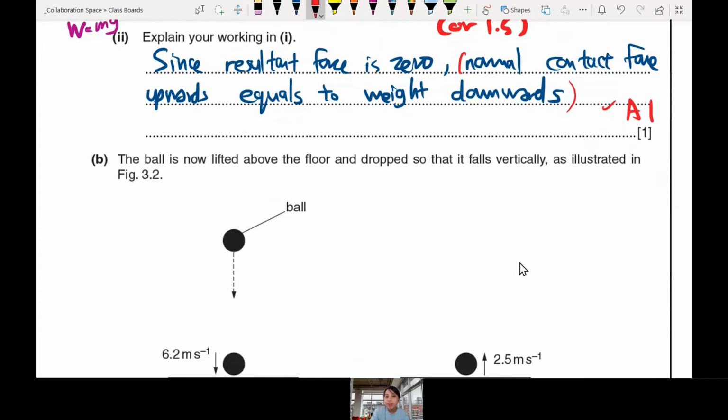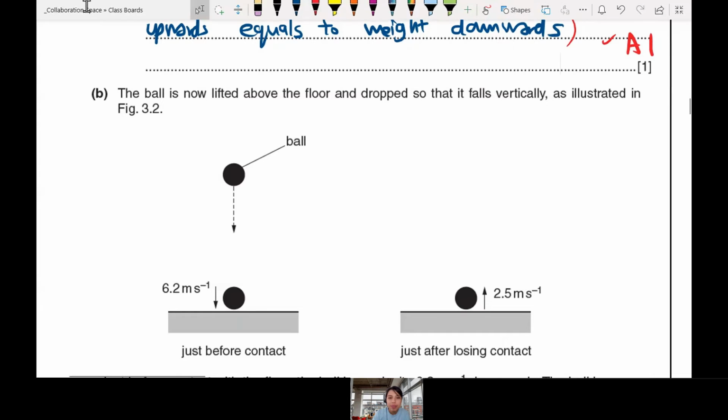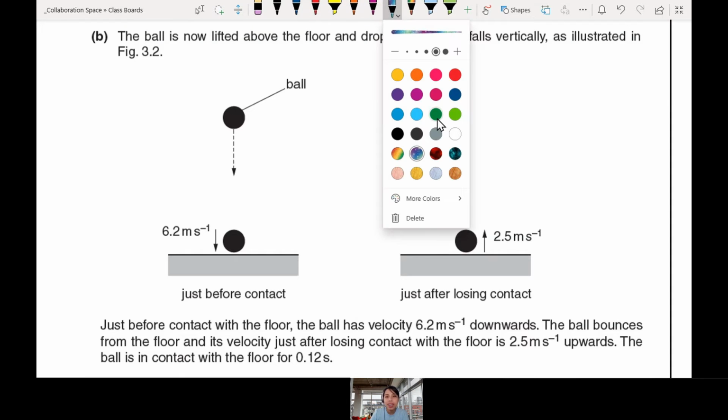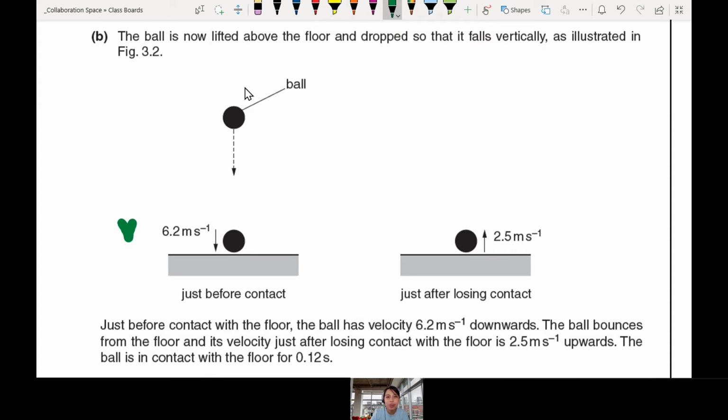The ball is now lifted. You take it up and you drop. So it falls. You see on the left side, this ball here drops down to the floor. But then, what happens? Just before contact with the floor, the ball has velocity downwards. So this is a v. This is the initial velocity.